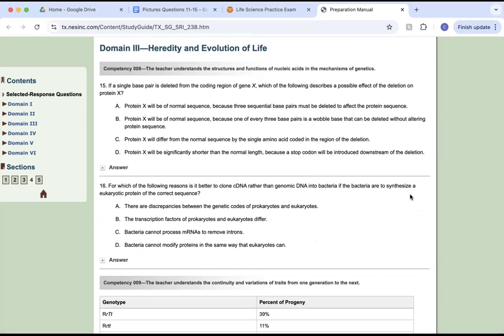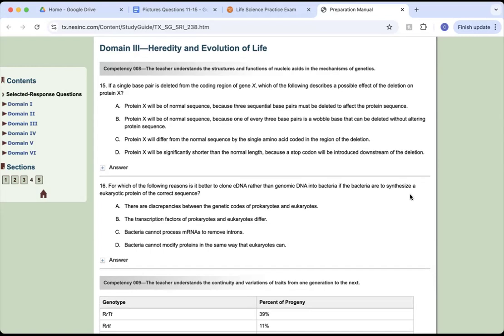So A says protein X is going to be normal because the sequential pairs must be deleted to affect the protein sequence. B, protein X is going to be normal because every 3 base pairs is a wobble base that can be deleted without altering the protein sequence. C, protein X is going to differ from the normal sequence by the single amino acid coded in the region of a deletion. Or D, protein X will be significantly shorter than the normal length because a stop codon will be introduced downstream of the deletion.